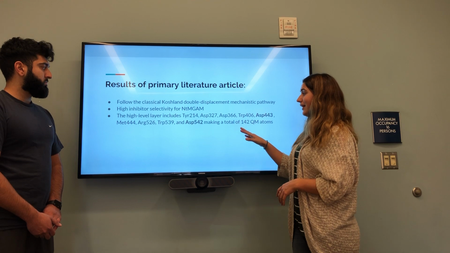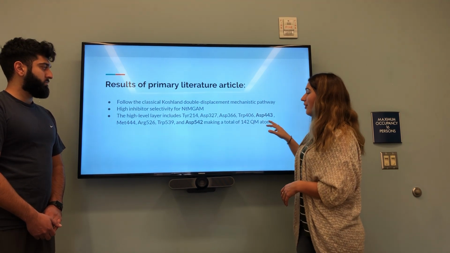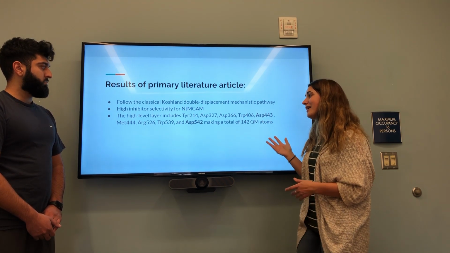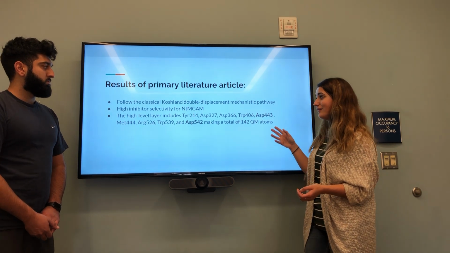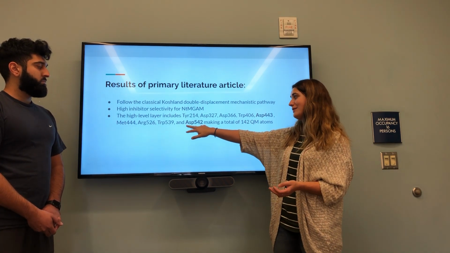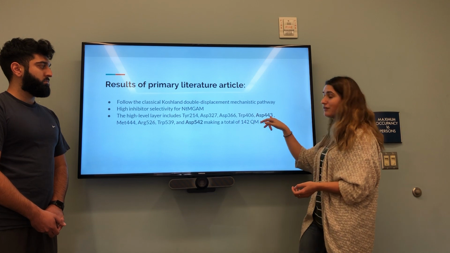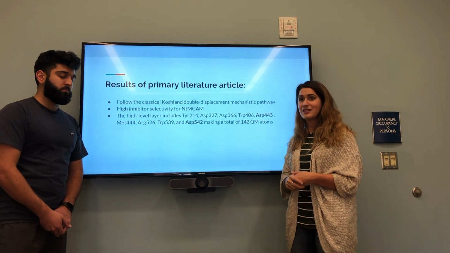And then for the hydrolase, this is what it includes. These are all the amino acids they found, particularly, as Zaf mentioned, the key players are the aspartic 542 and the aspartic 443, which are acting as the acids.